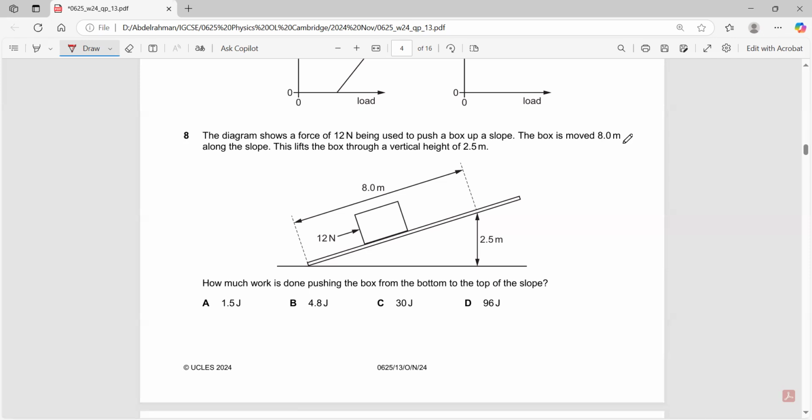How can I do it? Work done equals force times distance moved. Did he say what is the work done against gravity in this question? No, he did not say that. He said in pushing the box. While pushing the box, force times distance, 12 times 8, 96 joules.